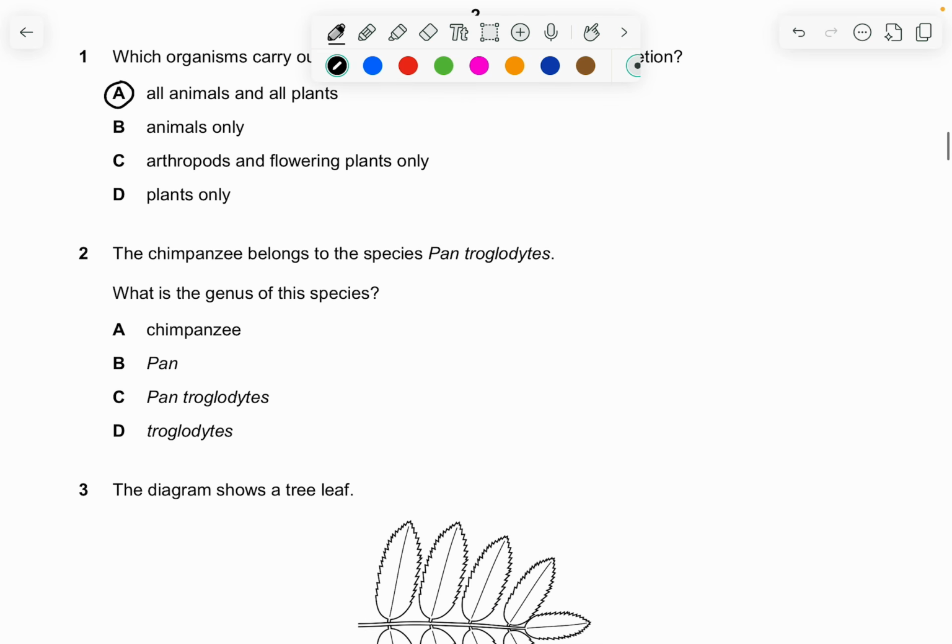Question 2. The chimpanzee belongs to the species Pan troglodytes. What is the genus of the species? So this is the genus. This is the species. So it's very simple. The answer is B.